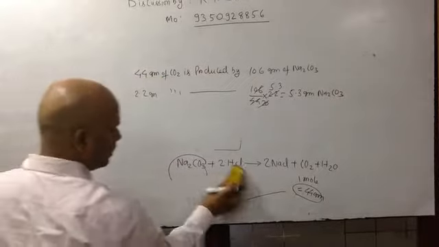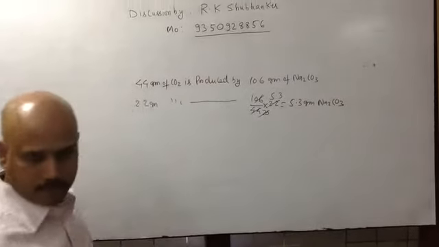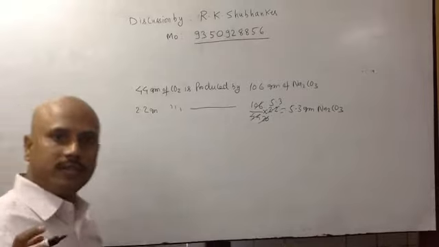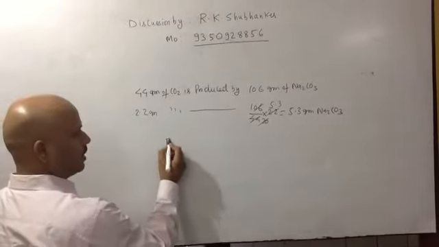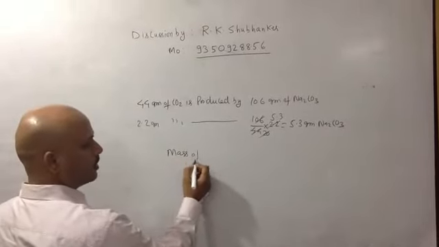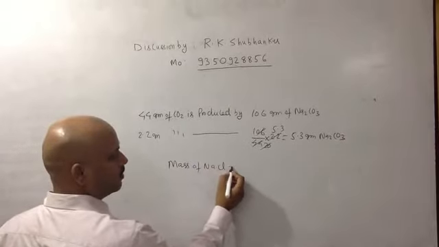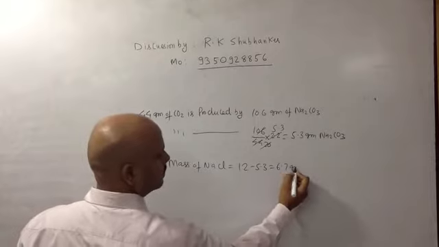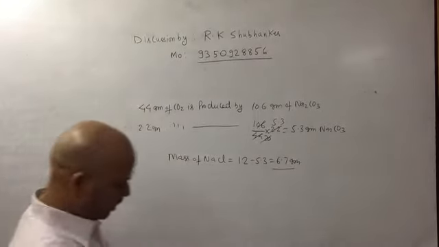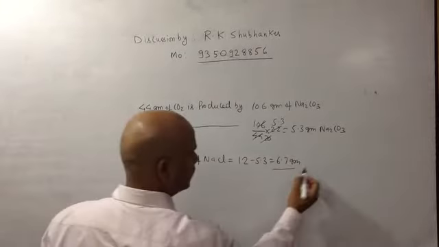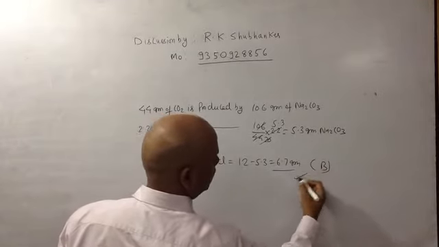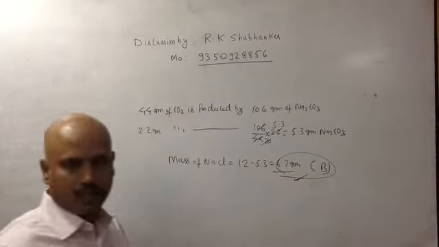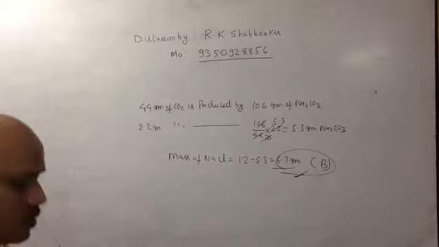Now, total mass of mixture is 12 gram. Therefore, what is the mass of NaCl? It is now very simple: 12 minus 5.3. This is 6.7 gram. This is the answer, and in my set, it is option B, which is correct. Now, let us move on to question number 2.